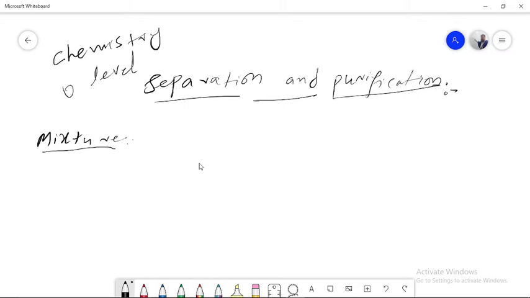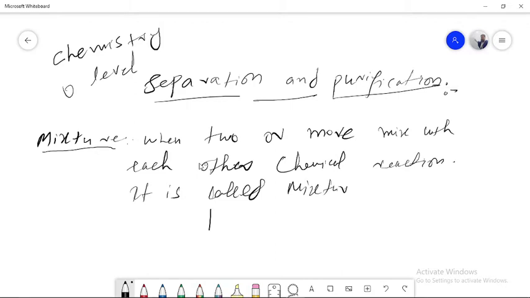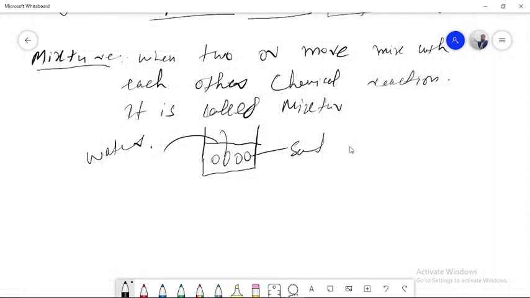So what is mixture? A mixture is made up of two or more substances that are not chemically combined. When two or more substances mix with each other without chemical reaction, it is called a mixture. Just like when we mix sand in water, sand is not reacting with water. When we mix sand in water, we get a mixture. Because sand is not chemically reacting with water, it is called a mixture.